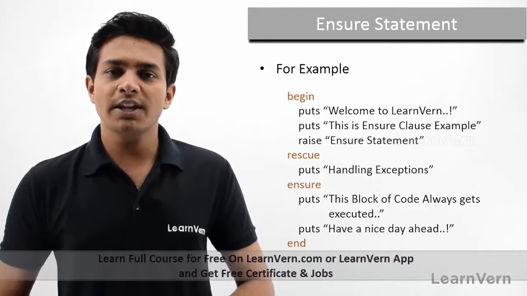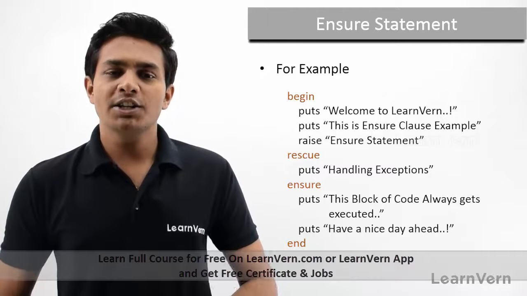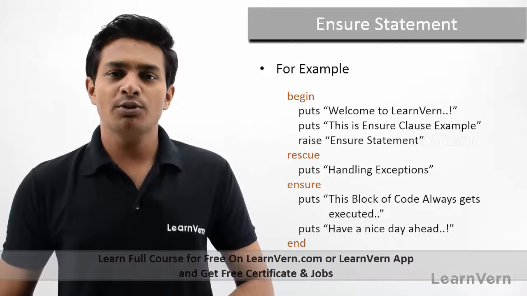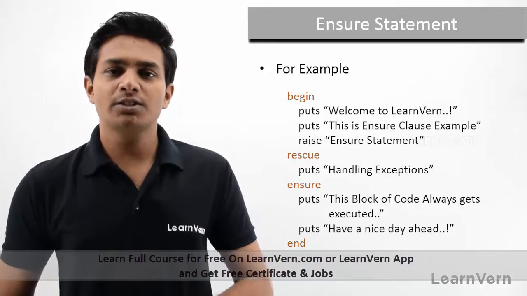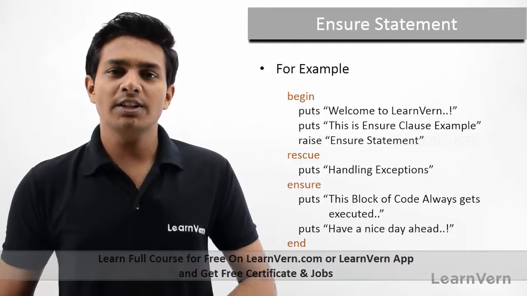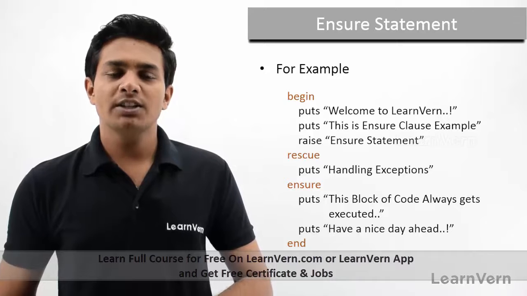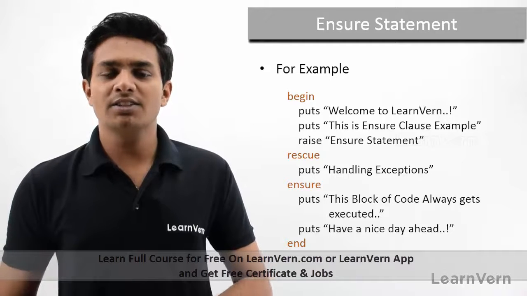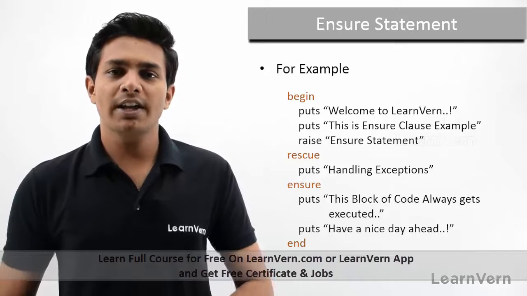And after the execution of both blocks, the flow goes to the ensure block and it will execute whatever code we have written in the ensure block. This ensure block will always get executed. It is like the finally block that we use in C language while working with exception handling, that is the try catch block. This is how we can work with ensure.